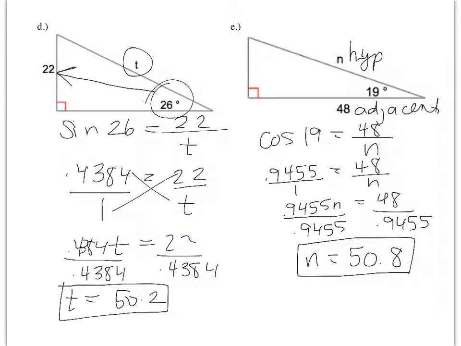All right, well, welcome back. So this was a cosine ratio, since we had the adjacent was 48 and the hypotenuse was n. So hopefully you set it up as cosine of 19 equals 48 over n. And then by cross multiplying, we end up with our n value of 50.8. Great job.